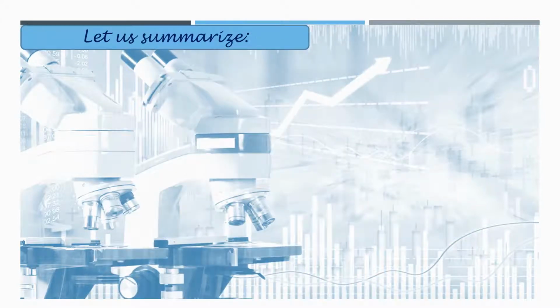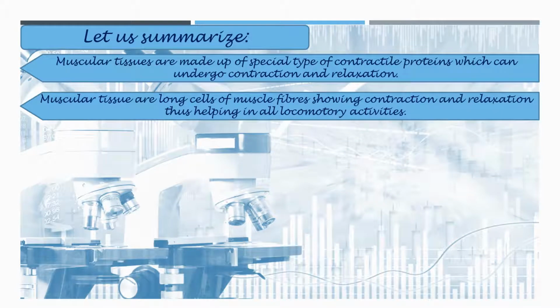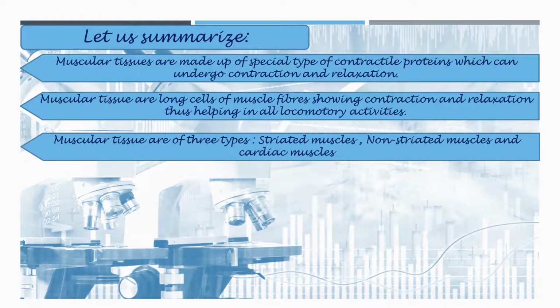Students, this was the end of module 2. Now let us summarize what we have learned in today's module. So we learned that muscular tissues are made up of a special type of contractile proteins which can undergo contraction and relaxation, and muscular tissue are long cells of muscle fibers showing contraction and relaxation, thus helping in all locomotory activities. Then muscular tissue are of three types, that is striated muscles, non-striated muscles and cardiac muscles.